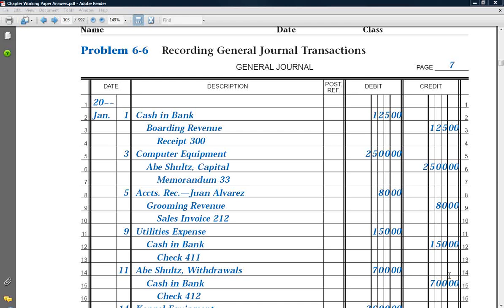On the 5th, we provided a service to Juan Alvarez on account. He's our customer. We provided grooming revenue for him, but he did not pay us, so it's on account. When someone owes us money, it's a debit to accounts receivable. The asset account, accounts receivable, increases with a debit, decreases with a credit. Grooming revenue has a normal credit balance. It increases with a credit, decreases with a debit. So we provided that grooming revenue on account, debiting accounts receivable Juan Alvarez $80, crediting grooming revenue for the $80. Our source document is sales invoice $212.